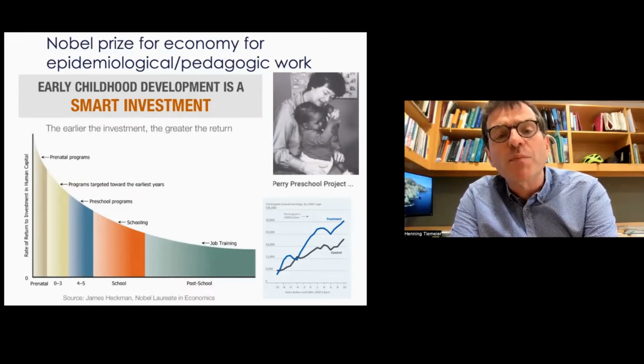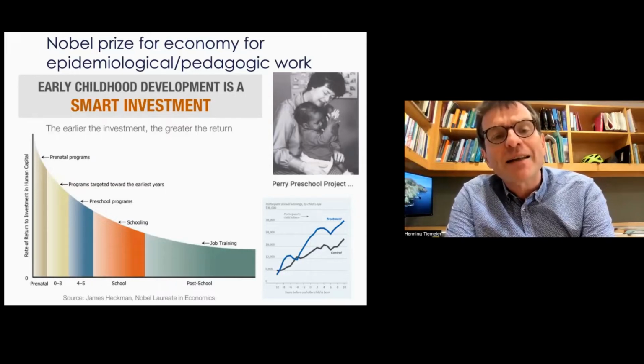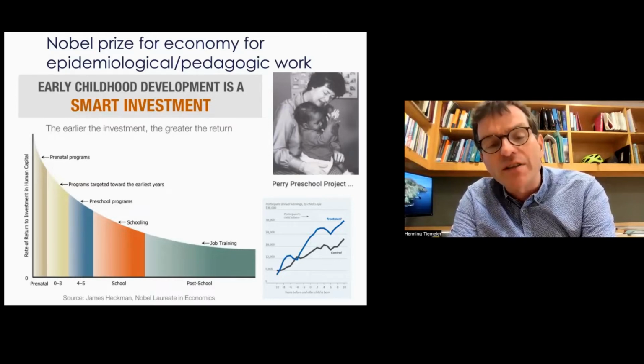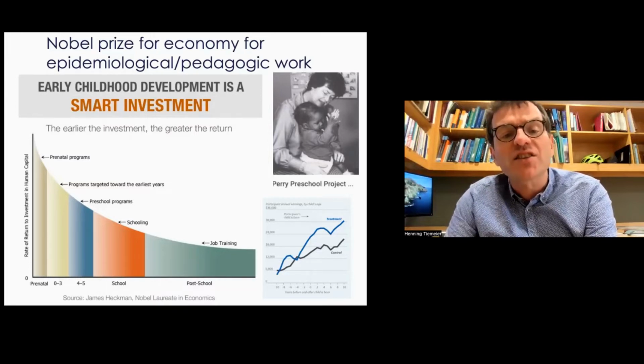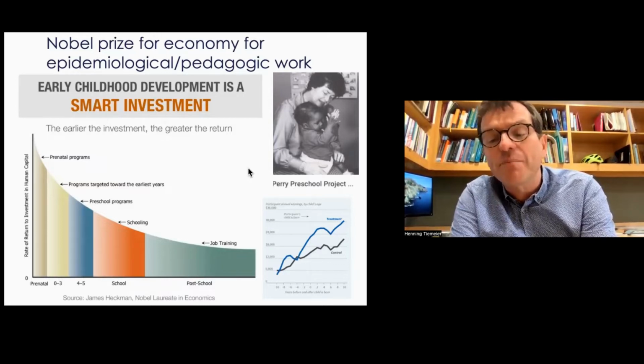So there was a Nobel Prize. There's never been a Nobel Prize for epidemiology in medicine, but there has been a Nobel Prize for pedagogic work, if you wish, and that has been given by economists. It's been given to Heckman, a Chicago-based economist, who did a study called the Perry Preschool Project, the PPP.